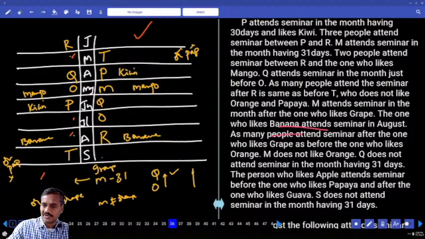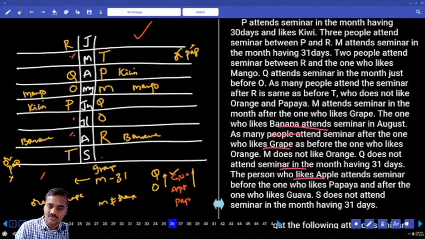And as many people attend the seminar after the grape and before the one orange. After grape and before orange. And next one, Q does not attend the seminar. The person who likes apple attends the seminar before the one papaya. Apple is before papaya. The one who likes apple is before the one who attends papaya, and after the one who likes guava. And so guava, apple and papaya must be in this order.